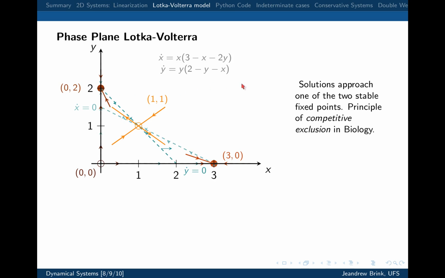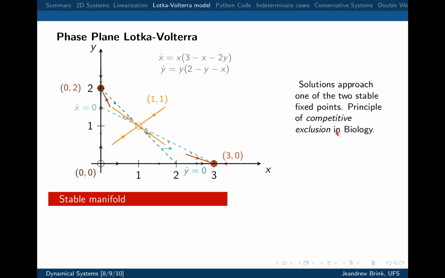Okay, and in biology, this is what they call the principle of competitive exclusion. It's basically one species thrives and drives the other one to extinction. And it's one of the reasons why farmers tend to keep their different types of flocks separately, because they don't both thrive at the same place. Okay, and so it's pretty much illustrated with this example.